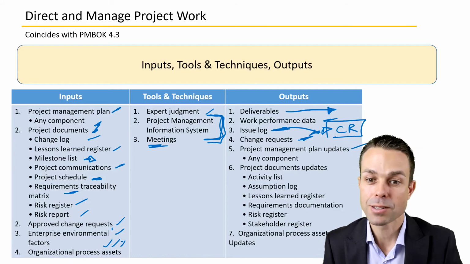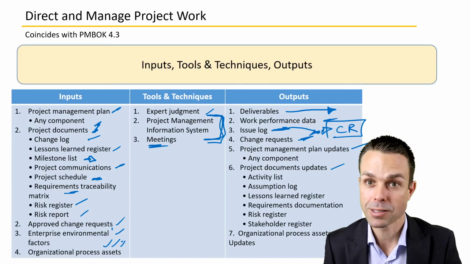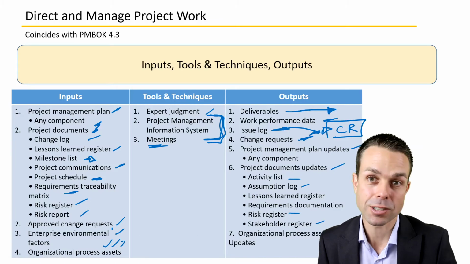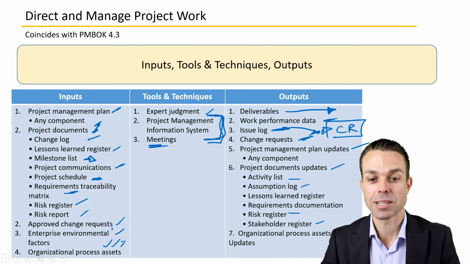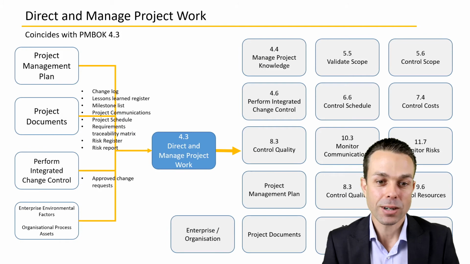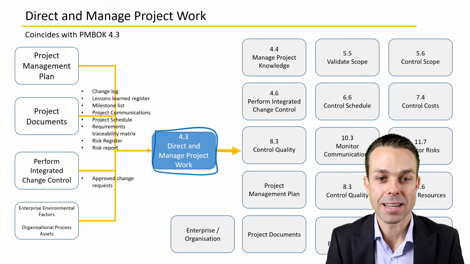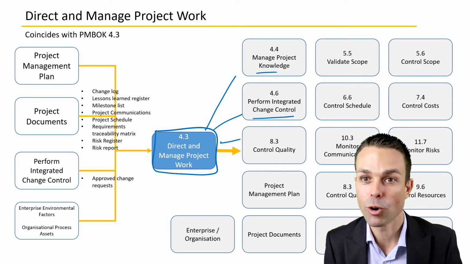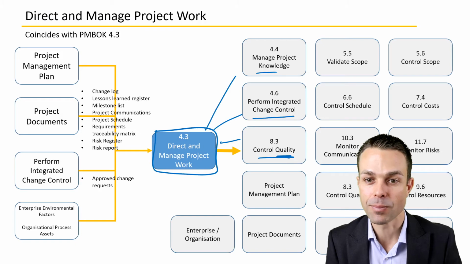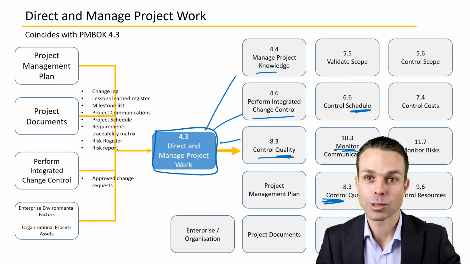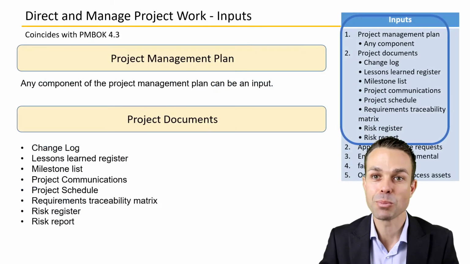Project management plan updates, so we're updating our project management plan. Project documents, updating these things like activities list, the risk register, the stakeholder register if people are changing, and of course any organizational process assets updates. Maybe we're updating templates themselves. Now the direct and manage project work process has an input into a lot of other processes. As you can see, manage project knowledge, perform integrated change control, controlling quality, controlling our schedule. So all of these things where we're monitoring or controlling because we're wanting to control the project work as it goes along.